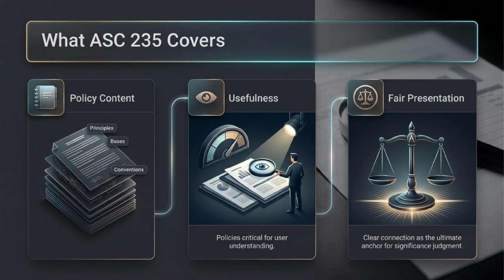So what does ASC 235 actually cover? It covers significant accounting policy disclosures. These policies include the principles, bases, conventions, rules, and practices an entity applies while preparing financial statements. But here is the key word, significant. ASC 235 is not asking management to write a novel about every small internal accounting routine. It is asking management to disclose policies that matter to users' understanding of the financial statements.